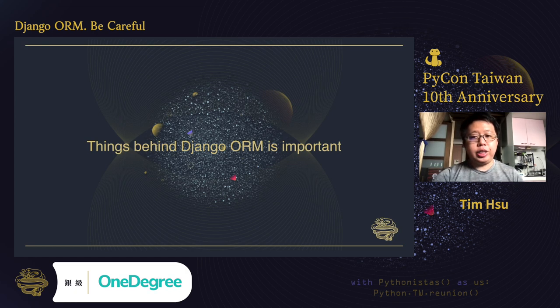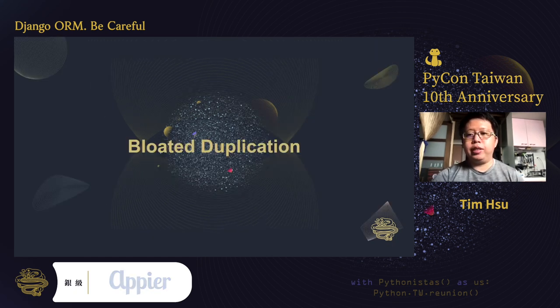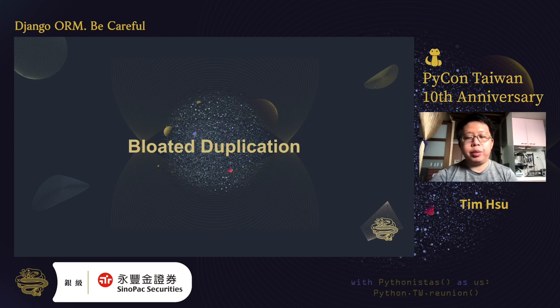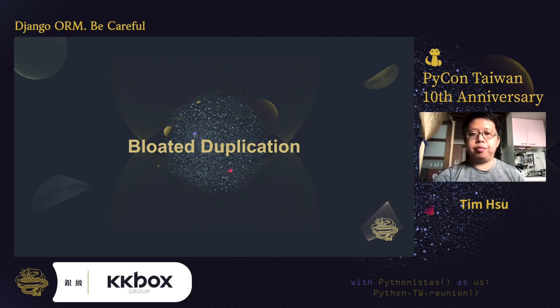Since the details behind Django ORM are important, I will show some bugs that are very hard to understand unless you know the underlying database, and I hope you enjoy this talk. The first problem I call bloated duplication. It retrieves more data from a database than you want. It lets your program run extremely slowly on production or produce too much data. This problem may stop your service.